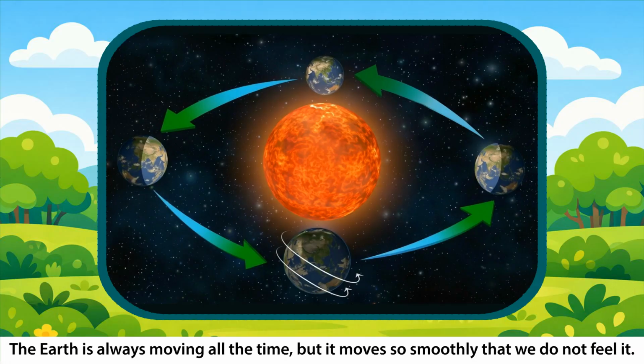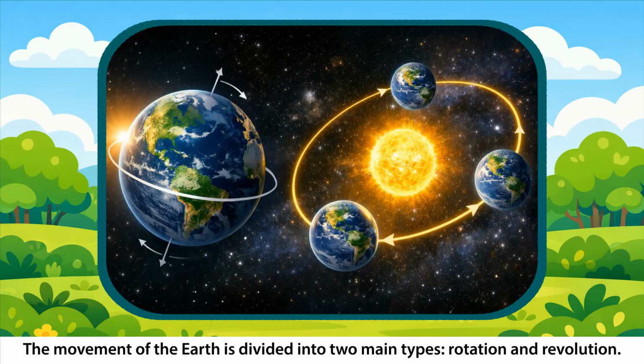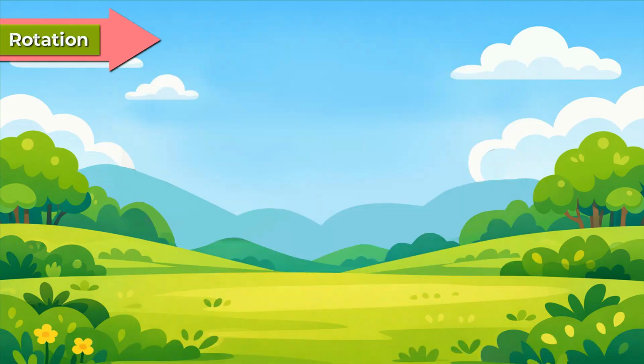Movements of the Earth. The Earth is always moving all the time, but it moves so smoothly that we do not feel it. The movement of the Earth is divided into 2 main types, rotation and revolution.